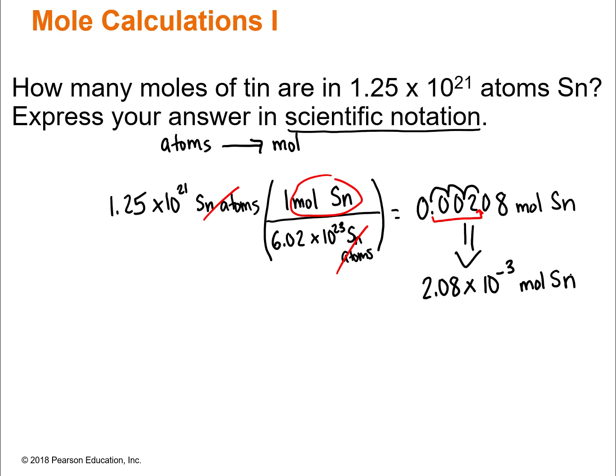So that's going from atoms to moles and moles to atoms using Avogadro's number. Do we have any questions on that, or are we good to move on?